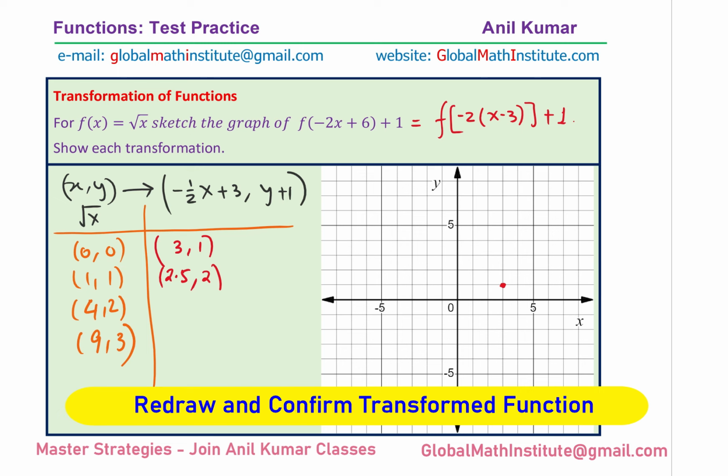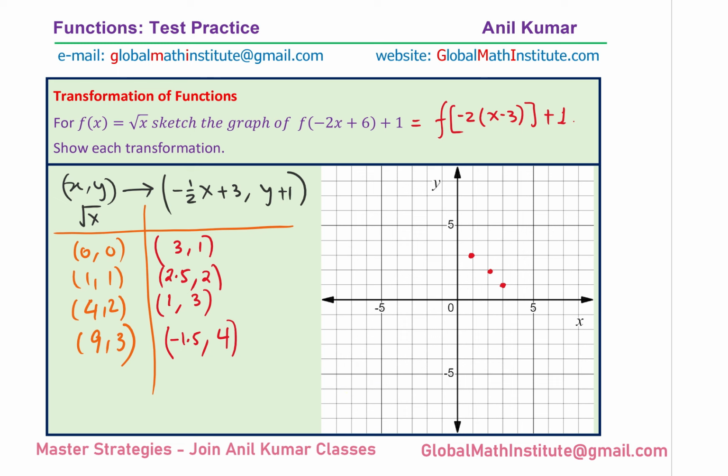So at 2.5, y becomes 2. Then 4. Minus half of 4 is minus 2. Minus 2 plus 3 is 1. And 2 plus 1 is 3. So at 1, we have a point which is 3. Is that clear? 9. Minus 4.5 plus 3 is minus 1.5. And 3 plus 1 is 4. So at minus 1.5, we had 4. Is that clear to you?